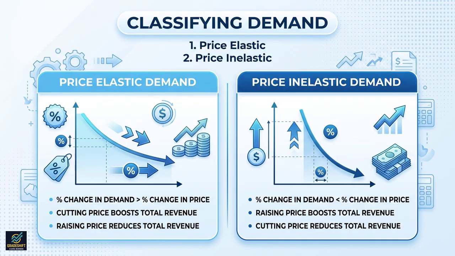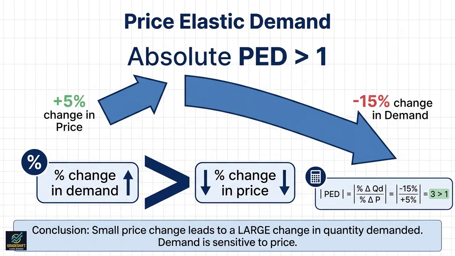Now that we understand the determinants, we must learn how to classify demand based on the final calculated number. Demand is broadly classified into two main categories: price elastic and price inelastic. Demand is classified as price elastic when the absolute value of the calculation is greater than 1. This means the percentage change in demand is mathematically larger than the percentage change in price.